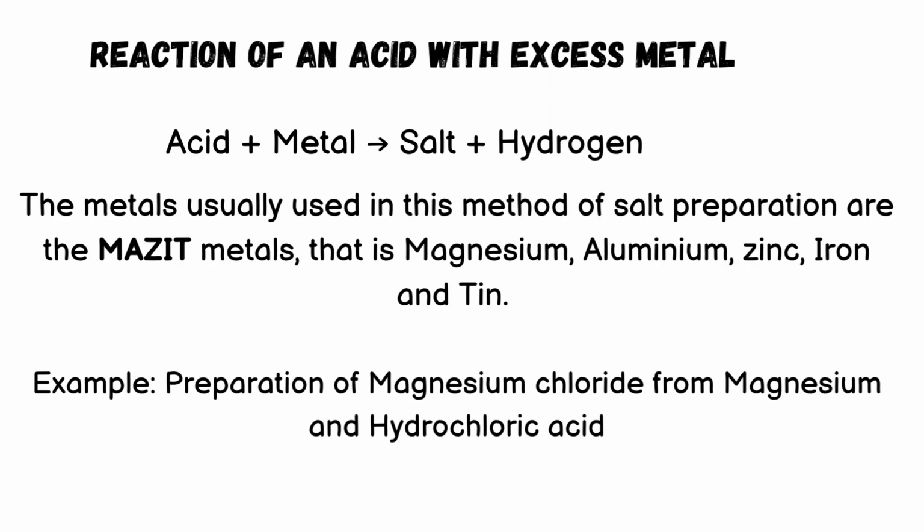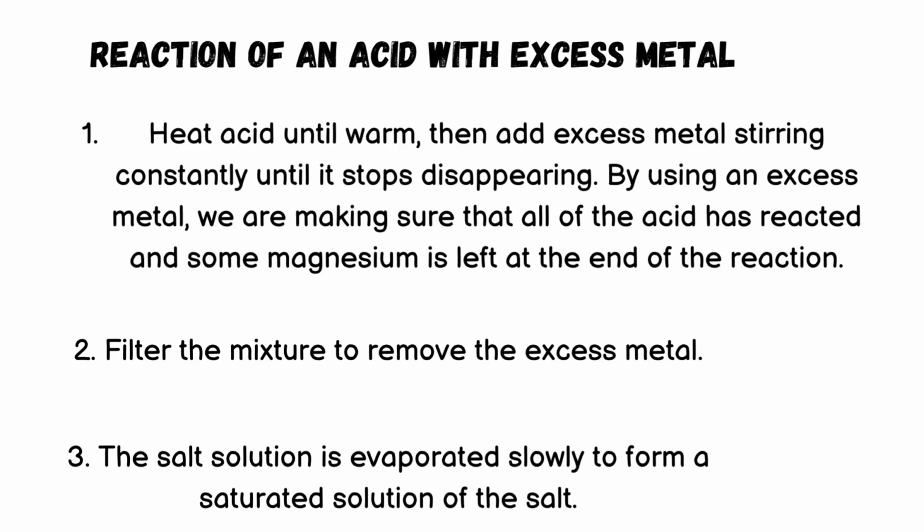Reaction of an acid with excess metal. Acid plus metal gives salt plus hydrogen. The metals usually used in this method of salt preparation are the reactive metals, that's magnesium, aluminum, zinc, iron, and tin. Example: preparation of magnesium chloride from magnesium and hydrochloric acid. The method: heat acid until warm, then add excess metal, stirring constantly until it stops disappearing. By using an excess metal, we are making sure that all of the acid has reacted and some magnesium is left at the end of the reaction.